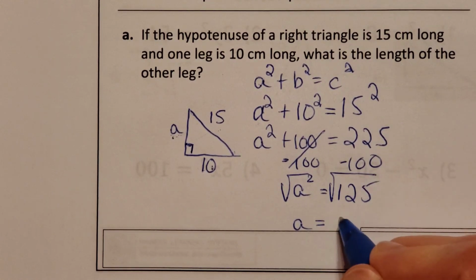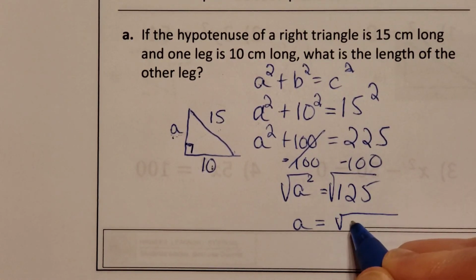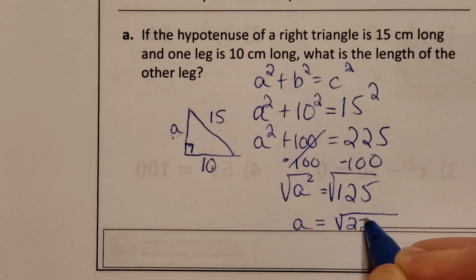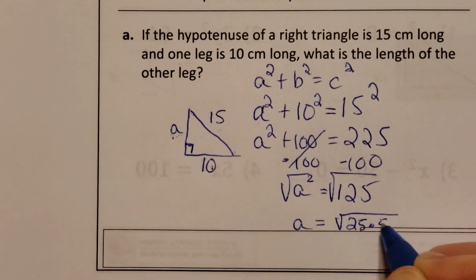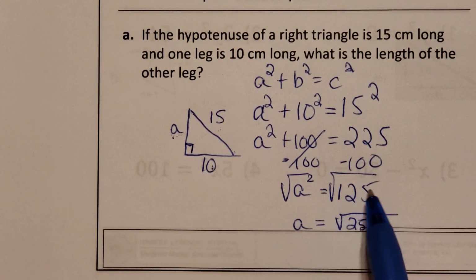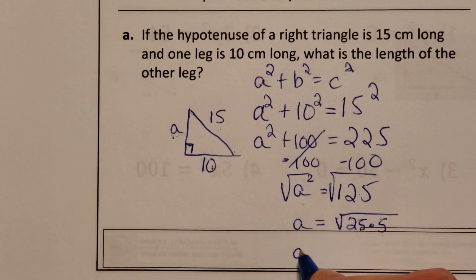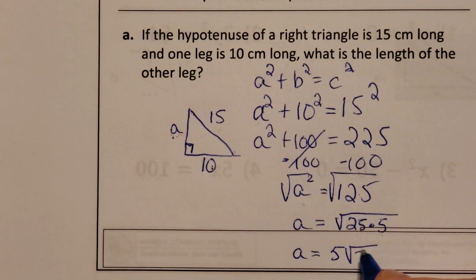All right, so basically 125 would be 25 times 5. So basically 5 quarters would make $1.25. So if 125 is 25 times 5, 25 is a perfect square. Square root of 25 is 5 square roots of 5.